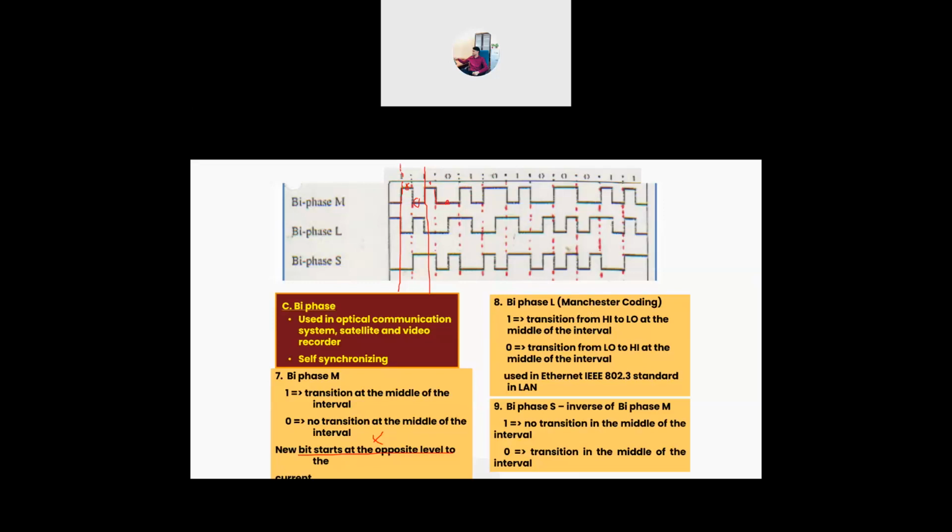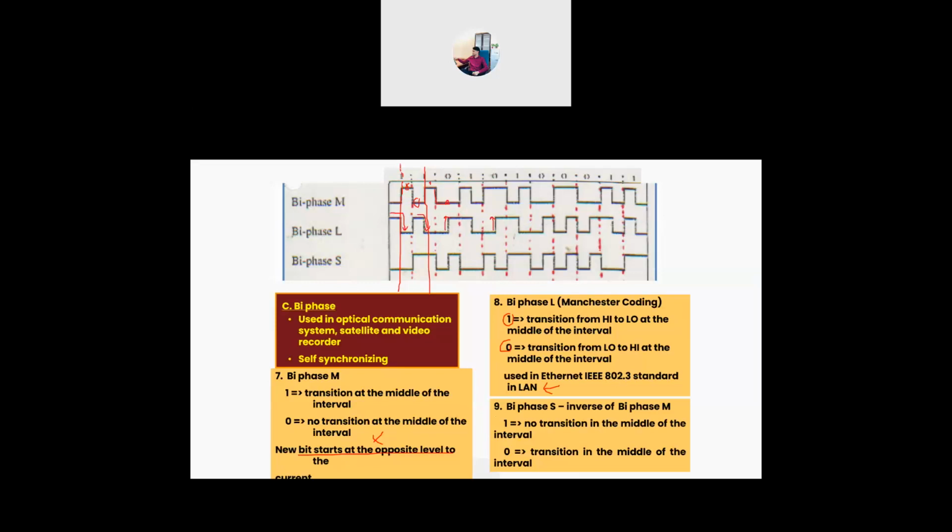Next, biphase L, Manchester coding. There is a transition from high to low at the middle of the interval for bit 1, and for 0 there is a transition from low to high at the middle of the interval. So this is biphase L. For the 1, we're going to have a transition from high to low in the middle of the interval, and for the 0 a transition from low to high. So this is why you have this. It is used in the internet, high speed Ethernet, the IEEE 802.3 standard in LAN cable connection.